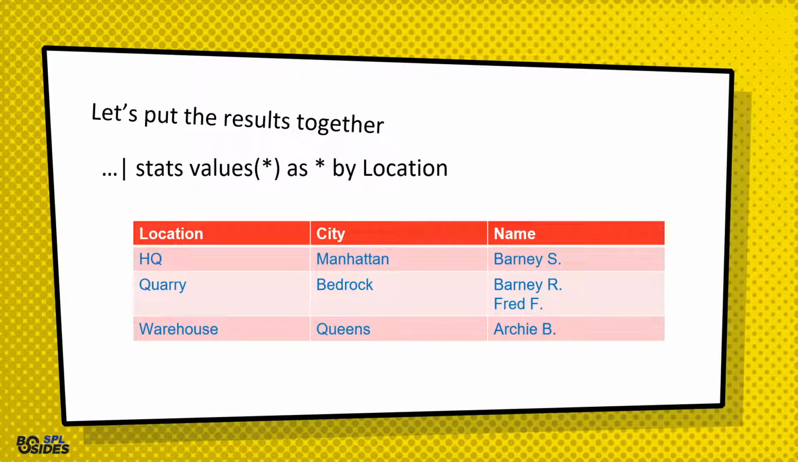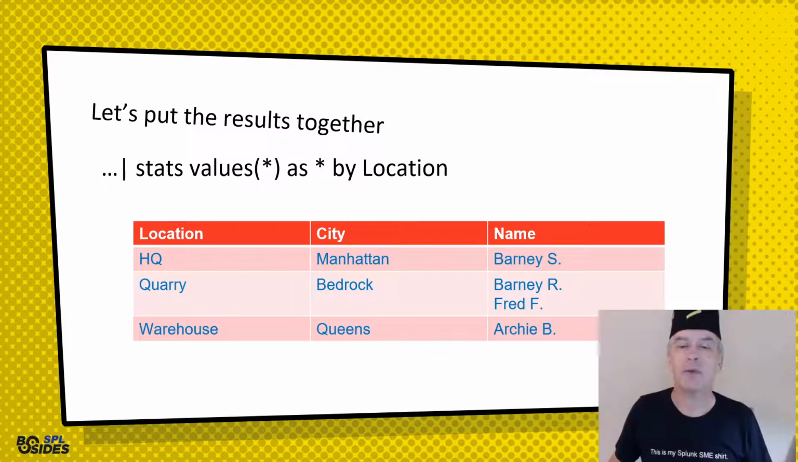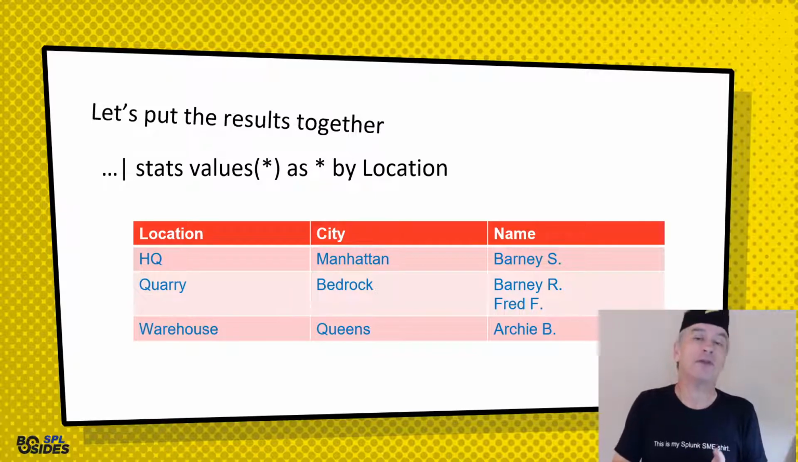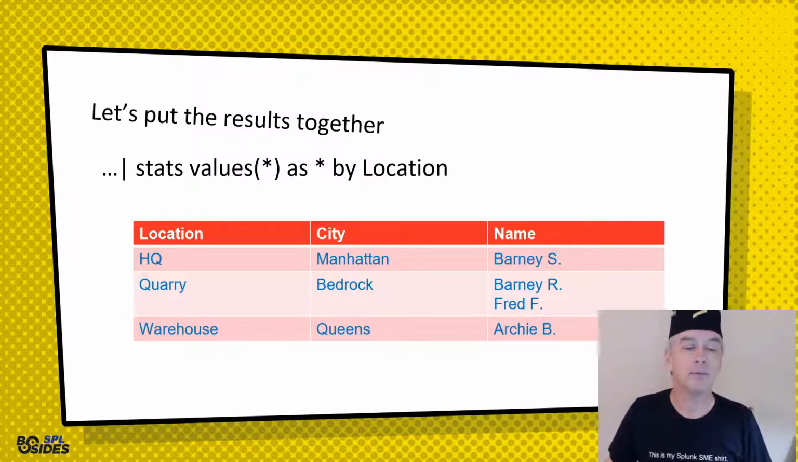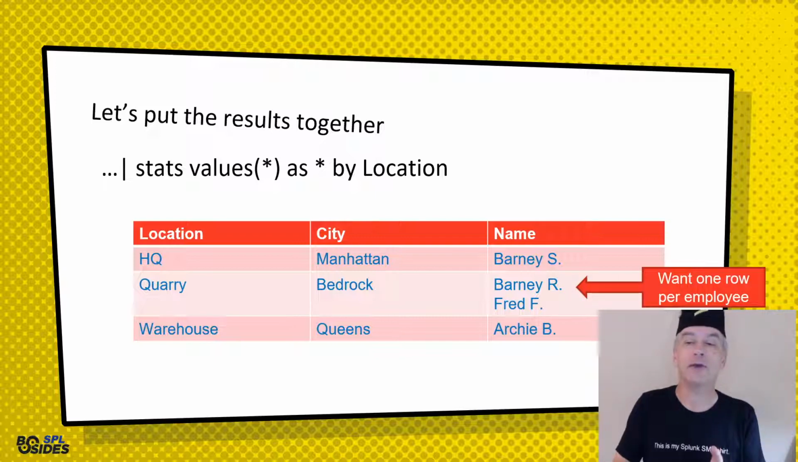Since SPL doesn't have a group by command like SPL2 does, we use the stats command to rearrange the results. All we need is a field common to both sets of results, and that will be the location field. Now we have the name, location, and city field values aligned. Things are a little odd still, though. We have more than one value in the name column for the query location. That's not a problem, though.